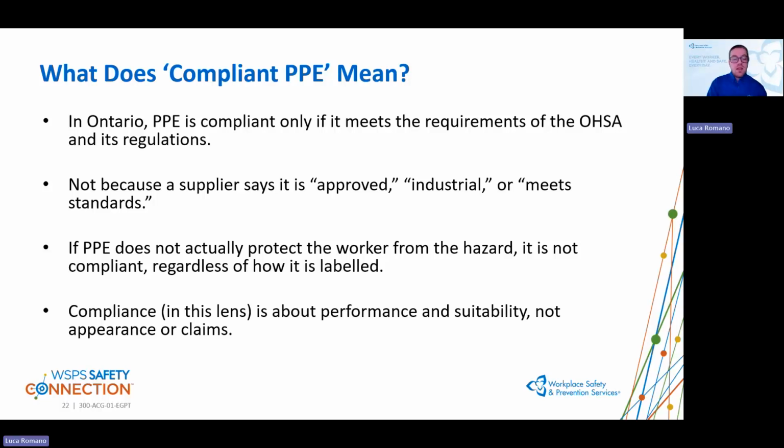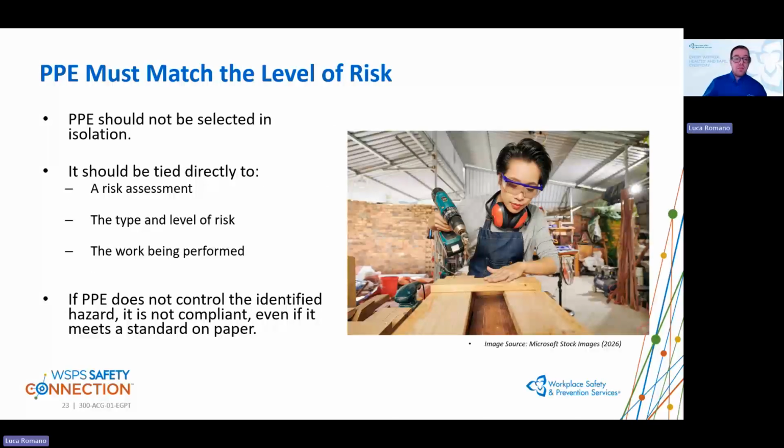task that's being performed. It should never be just because a supplier says it's approved or industrial or meets standards, especially if there isn't any documentation or performance data that can actually support these claims. If personal protective equipment does not actually protect the worker from the hazard, it will never be compliant, regardless of how it might be labeled. So really, it's about performance and suitability and not just based on the way the personal protective equipment looks or even claims that are made.